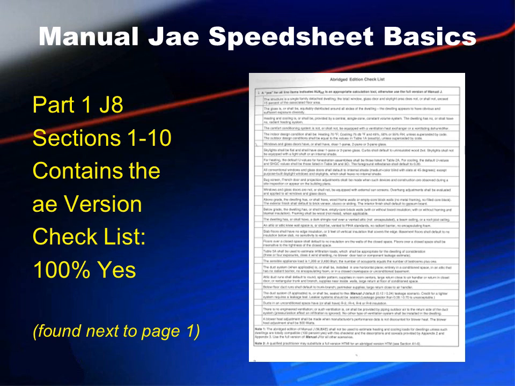Part 1 of J8, sections 1 through 10, contains the AE version. So that's the abridged edition. It's all contained in the first 10 chapters of the full Manual J. It also comes in a separate version that just has the AE sections. Both versions have a checklist found next to page 1, and that checklist needs to have 100% yes answers on it, or the defaults on the program won't work, because the program is designed to go along with the hand sheets that you fill out, and there are certain defaults in there that are required in order to do it by hand or on this speed sheet.